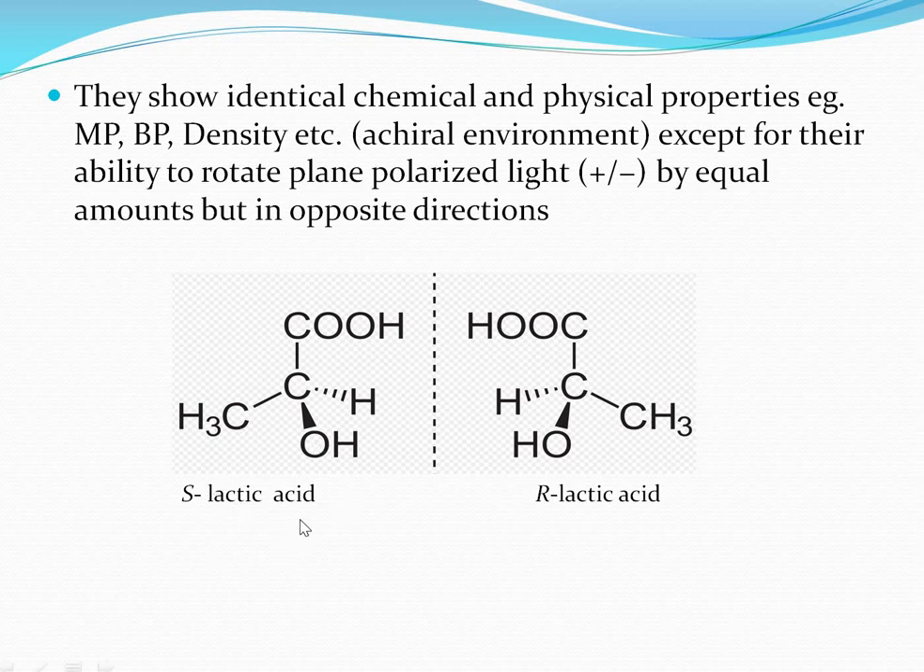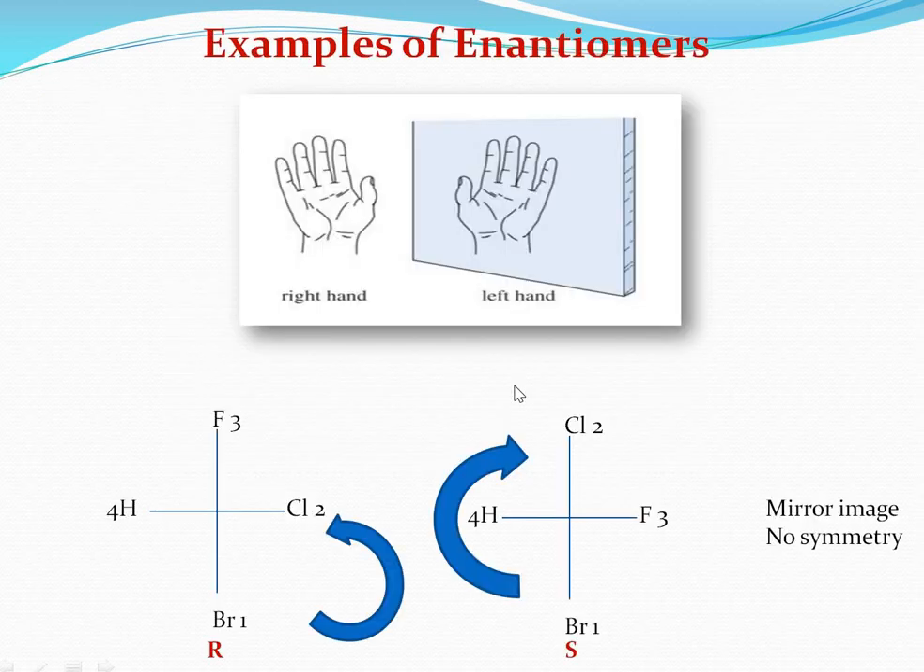We will see in lactic acid, one rotates to S and the other is R lactic acid. In S lactic acid, H is on the right hand side. In R lactic acid, H is on the left hand side. Another example of enantiomers is the right hand and left hand. These are mirror images of each other, while they will not overlap on each other.